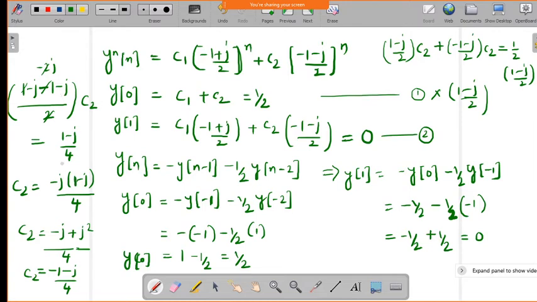So are you getting the same value? Hello? Okay, so j square is minus 1, and this is minus j divided by 4. So are you getting it? Then what is the value of C1? Just find it out and tell me.